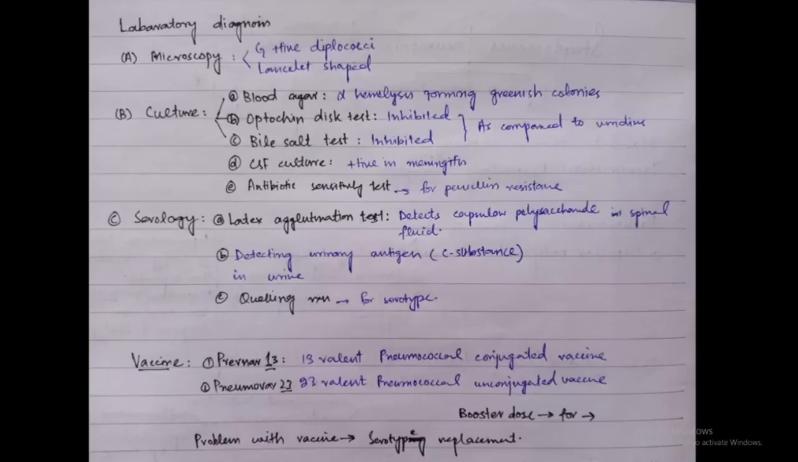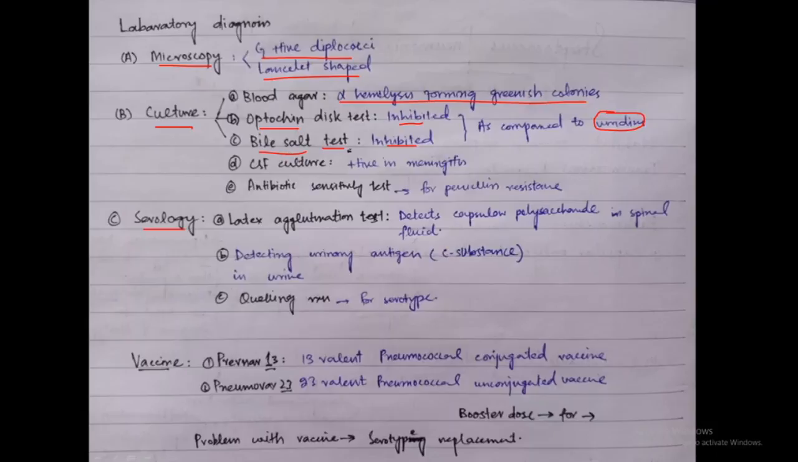How to diagnose Streptococcus pneumoniae? We can do microscopy, culture, and serology tests. In microscopy, we can see them as gram-positive diplococci having lancet shape. If we do culture on blood agar, we can see alpha hemolysis, forming greenish colonies. Their growth is also inhibited by optochin and bile salts. If we do the optochin disk test or bile salt test, we can see that they are inhibited, as compared to the viridans streptococci, which are not inhibited by optochin disk and bile salts.